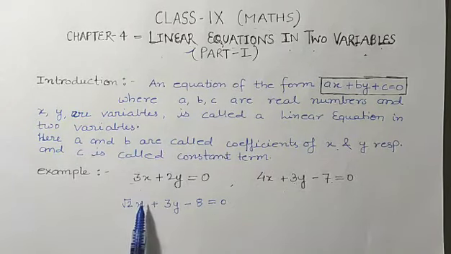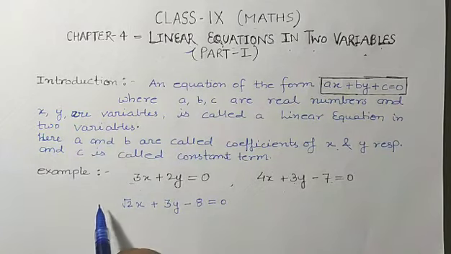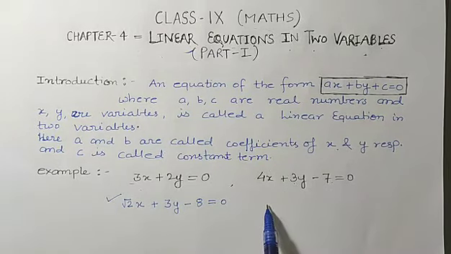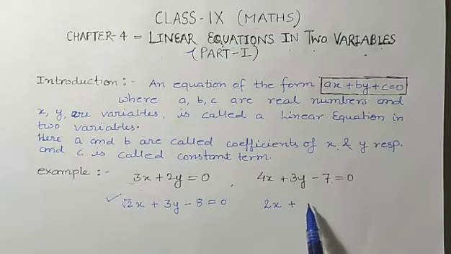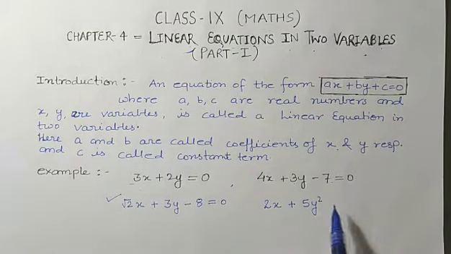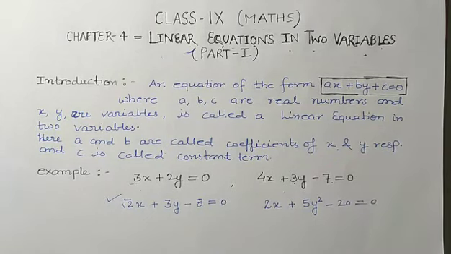Okay, and the degree of this equation is what? 1. So it is a linear equation in two variables. Okay, students, so yes, it is a linear equation in two variables. One more equation I am going to write, that is 2x plus 5y square minus 20 is equal to 0. Now students, is it a linear equation in two variables or not?